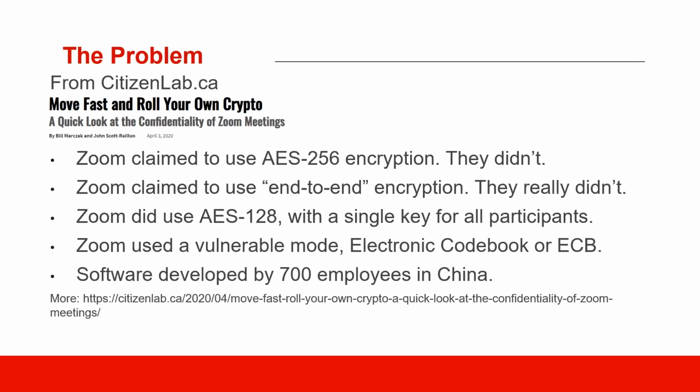AES-256 is a high-end encryption. 256 means the key is 32 bytes or 256 zeros and ones long. Well, they claimed end-to-end encryption, which means when you send your data to Zoom, you've got your own key, and when I send mine, I've got another key, and so on and so on for everyone else. Well, they didn't. They used one key for everyone, so any one person could compromise everybody else's communications.